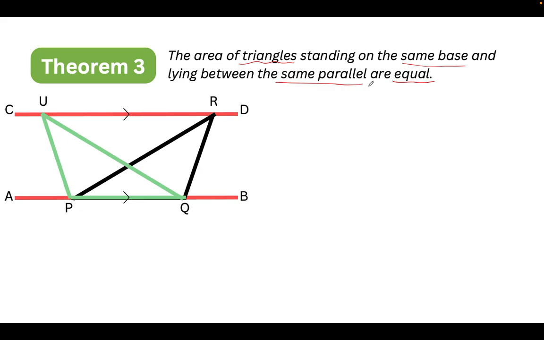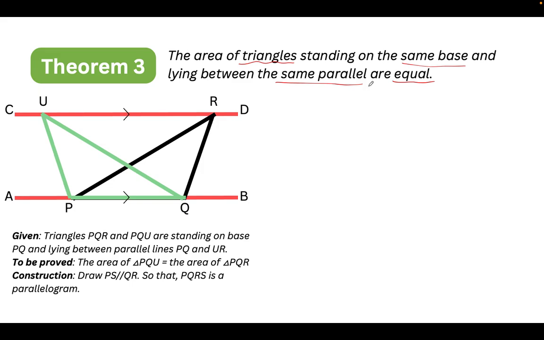Okay, so here given is that triangles PQR and PQU are standing on the same base PQ and lying between the same parallel lines PQ and UR. Now what we need to prove is that the area of PQU is equal to the area of PQR. Okay, the green area is equal to the black area. Okay, now for that we will need to construct PS parallel to QR so that PQRS becomes a parallelogram. So this will be the construction. Okay, so PQRS is a parallelogram here.